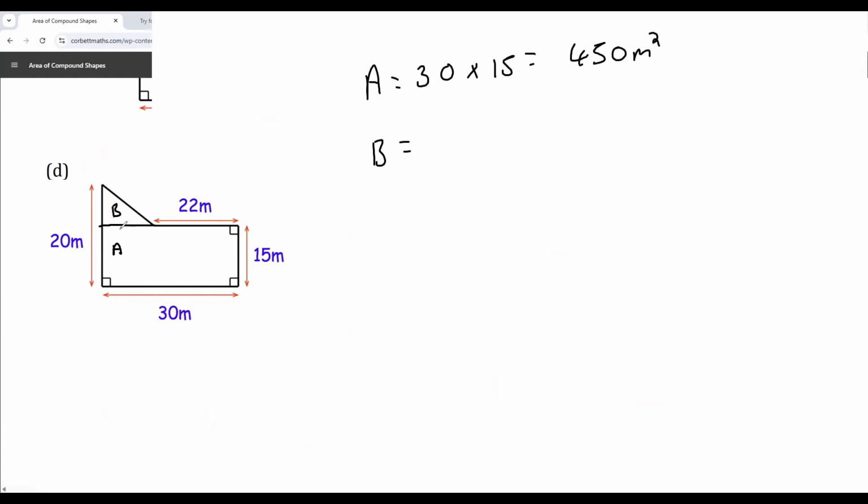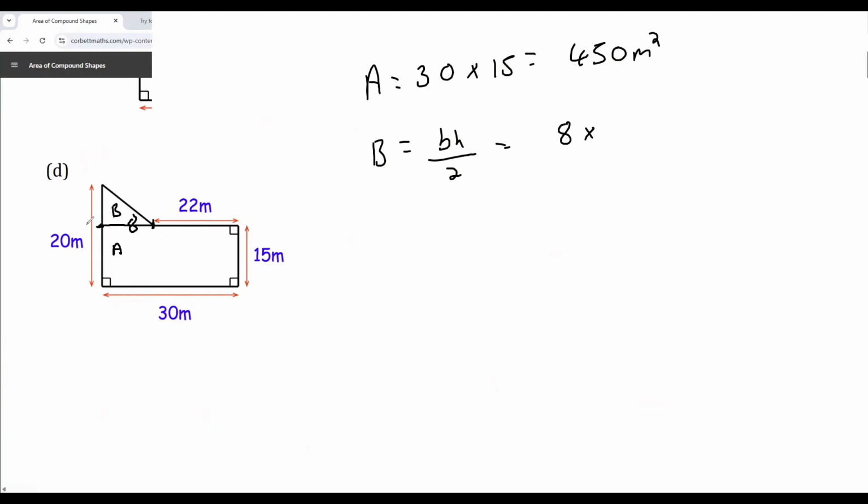So shape B, we need to do base times by height divided by 2. That's for the triangle formula. So base of this triangle, I can't actually see the base, but I know the base stops here. So if the full distance is 30, then this distance is 22. That makes this distance 8. So there's the 8. Next, I know the height of this stops here.